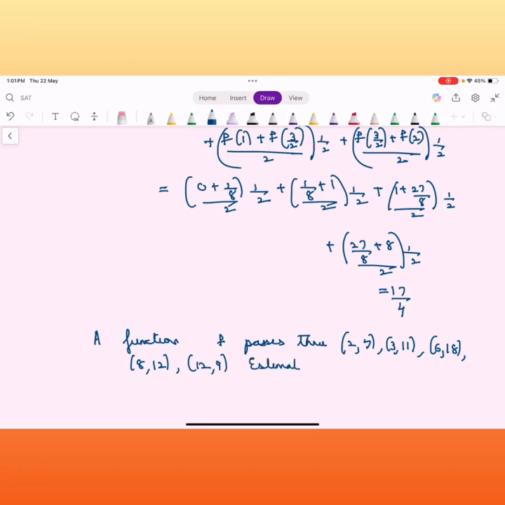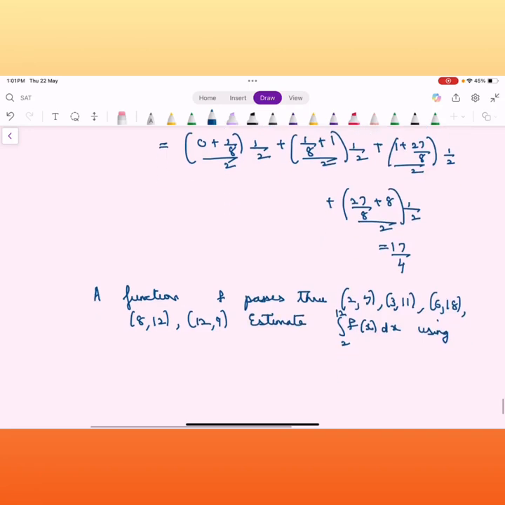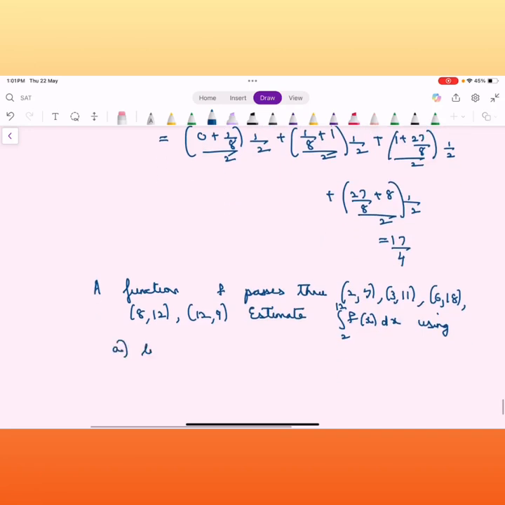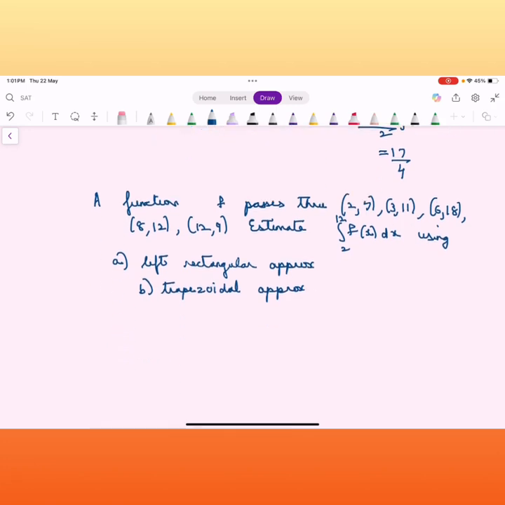Estimate integral 2 to 12 f of x dx using left rectangular approximation, or the left sum, and the trapezoidal approximation. So we start with the solution.